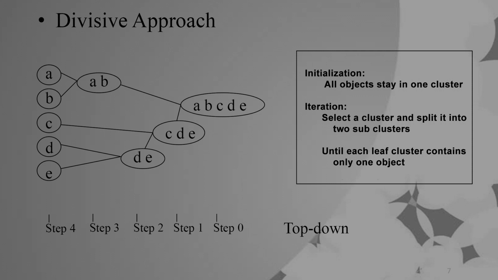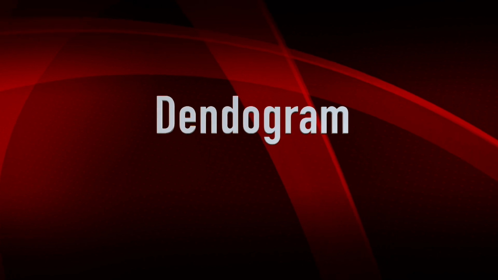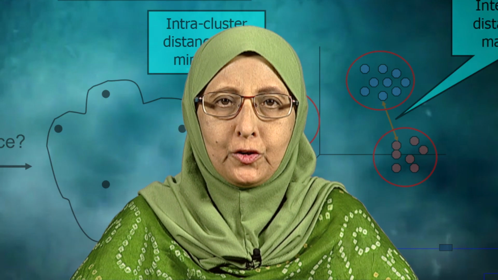So we started off with all objects in one cluster and came to the leaf nodes where each object is in a single cluster. This is the divisive approach. Now let us see what is a dendrogram. This is a beautiful tree.